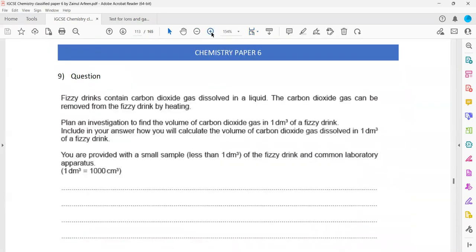Question 9, planning an experiment. We have a fizzy drink which contains carbon dioxide gas dissolved in it. The carbon dioxide gas can be removed from a fizzy drink by heating. Plan an investigation to find the volume of carbon dioxide gas in 1 decimeter cube of a fizzy drink. And in your answer, you should include how you will calculate the volume of carbon dioxide in 1 decimeter cube. You are provided with a sample of less than 1 dm cube. Like, you don't have 1 dm cube, you have less than 1 dm cube of the sample.